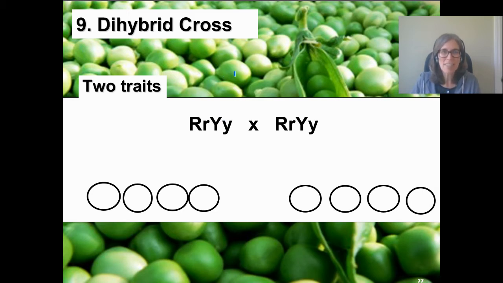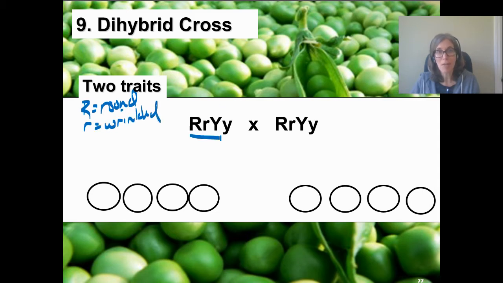So here are a bunch of peas. They're all green and they're all round. So let's say big R is for round and little r would be wrinkled. And this picture doesn't actually match my genotype here because, believe it or not, big Y is yellow. So yellow is actually dominant in peas, and then little y would be for green. Okay, so my picture doesn't match, but that's okay.